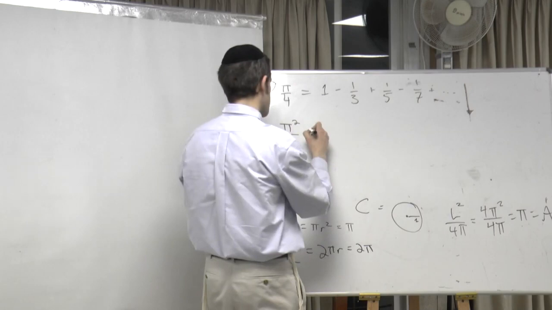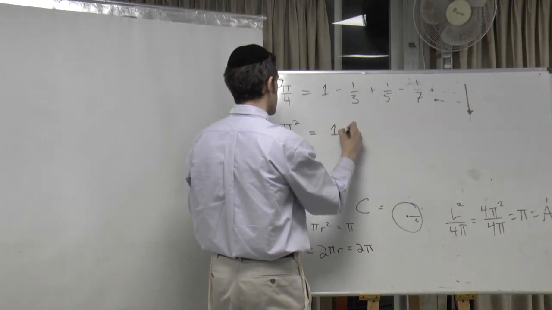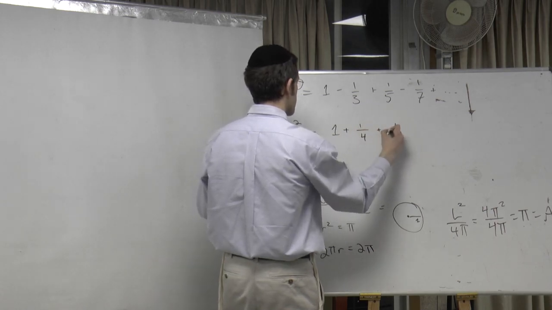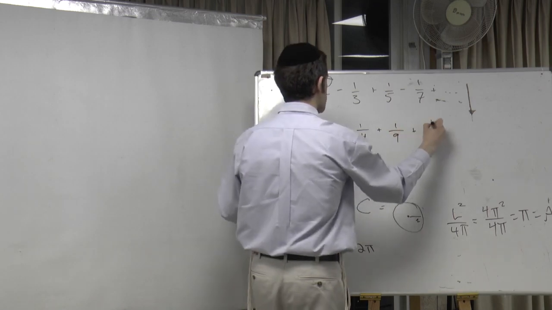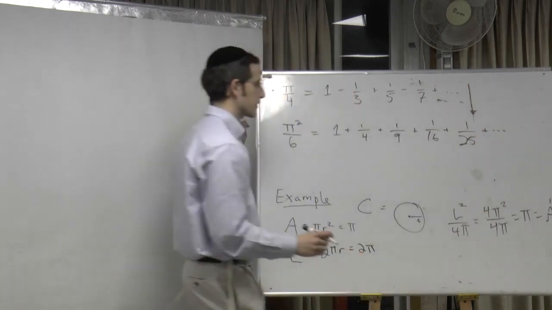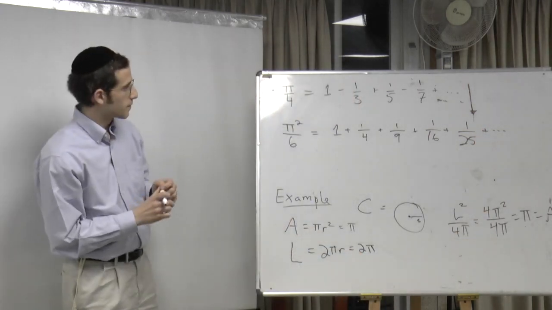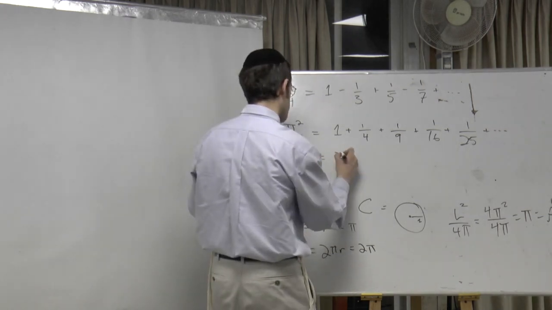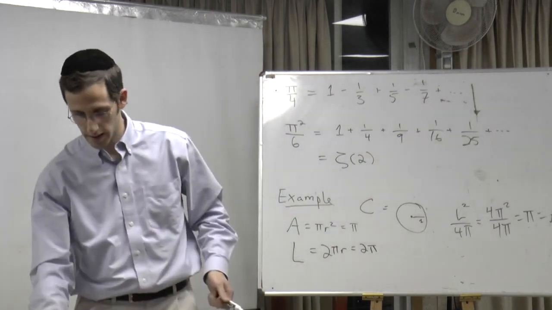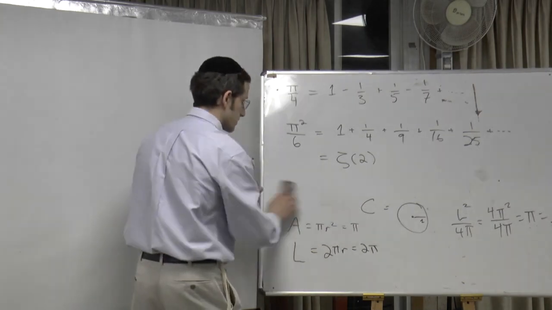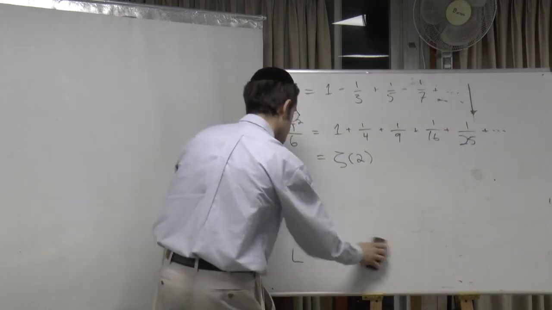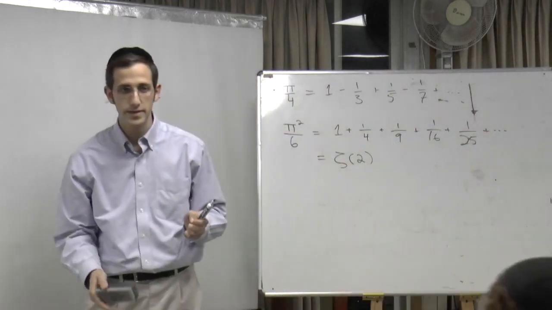So you can say the following thing, that this is equal to just 1 plus 1 over 4 plus 1 over 9 plus 1 over 16, and so on and so forth, okay? So this is what people call the zeta function evaluated at 2. So the zeta function was, I guess, attributed to Riemann. It's the subject of one of the most famous open questions in mathematics, the Riemann hypothesis.